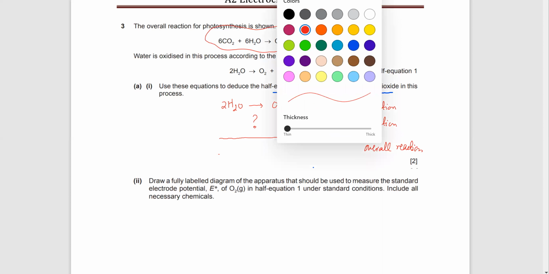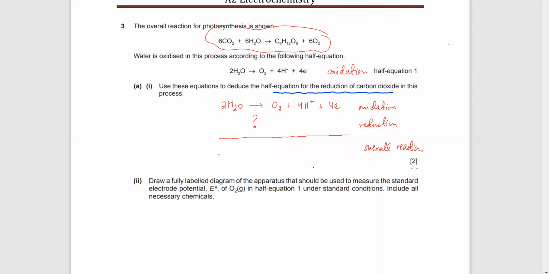So I'm going to write this overall reaction. Now listen very carefully. This is slightly tricky. It's 6 carbon dioxide molecules plus 6 water molecules, and they're forming C6H12O6 plus 6O2. Now think of this as a math problem. The two equations, oxidation and reduction, are going to get added up to form this overall reaction.